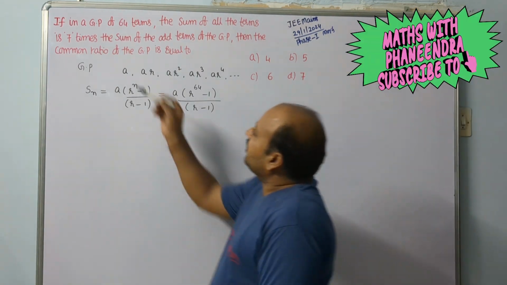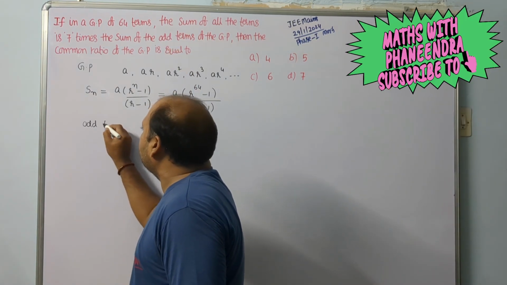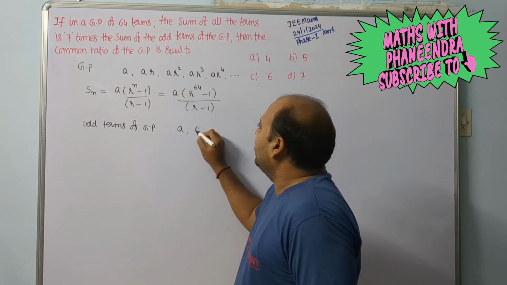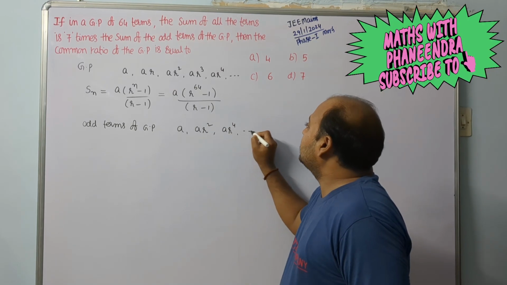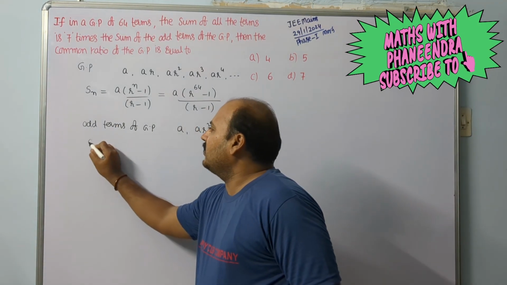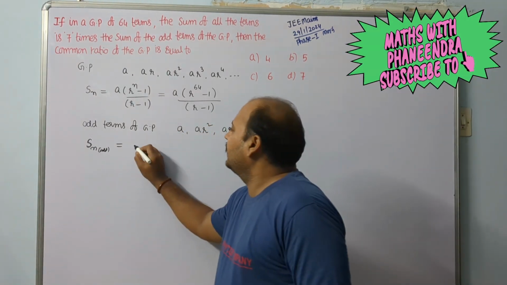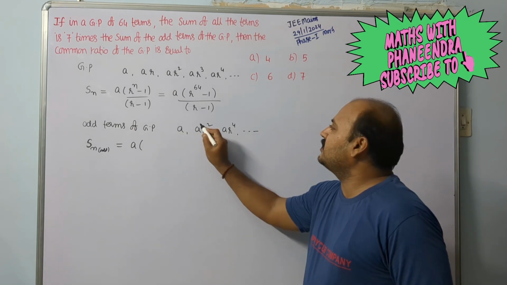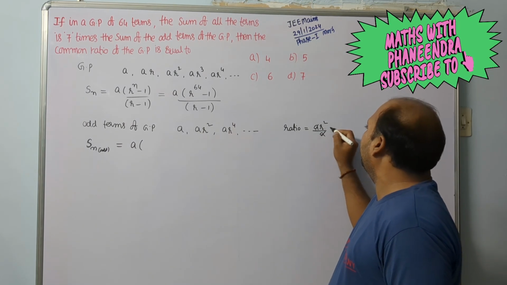If you come to the second step, 7 times the sum of odd terms of the GP. So what are the odd terms? A is the first term, AR² is the third term, next the fifth term AR⁴ and so on. So this is also a GP, the sum of odd terms. Here also we can write Sn of odd terms, where the first term is A, and the common ratio, T1, T2, T3, is AR² divided by A, which cancels, so R² will come.